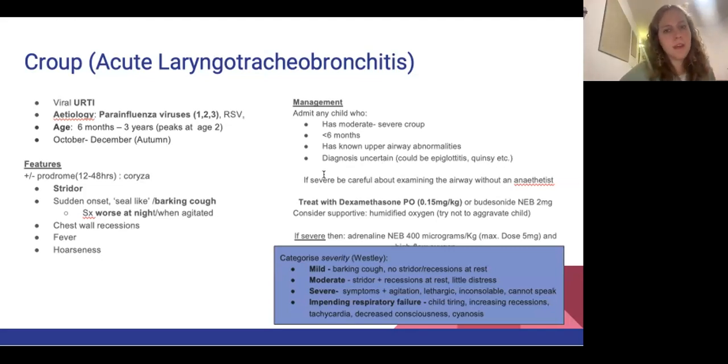A little warning here, if it's severe or you're not sure, you might want to be careful about examining the airway without an anesthetist, because if it's epiglottitis or if there's inflammation of the epiglottis, then the airway can suddenly close when examining, and at that point the patient has no airway, and that can be really scary to manage.